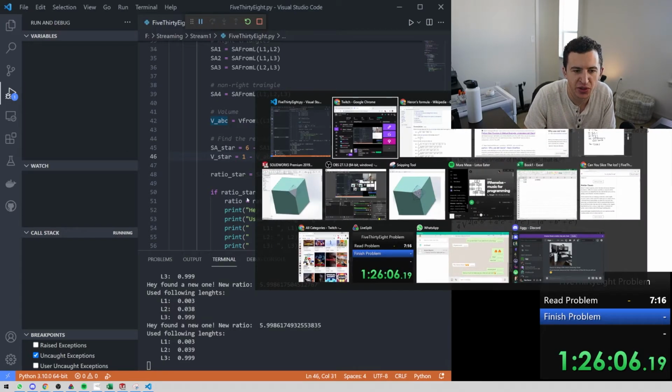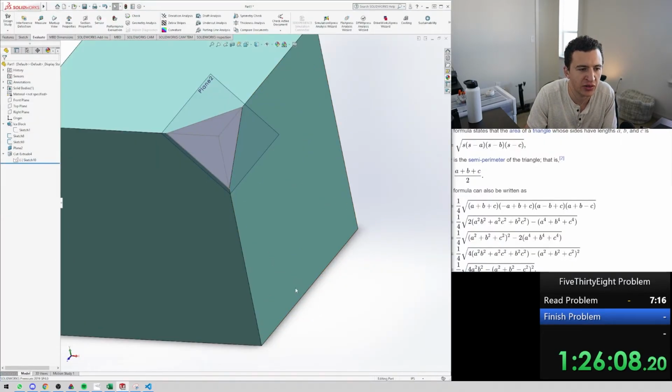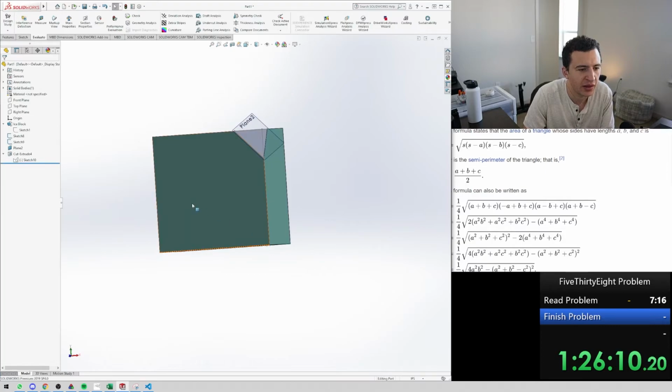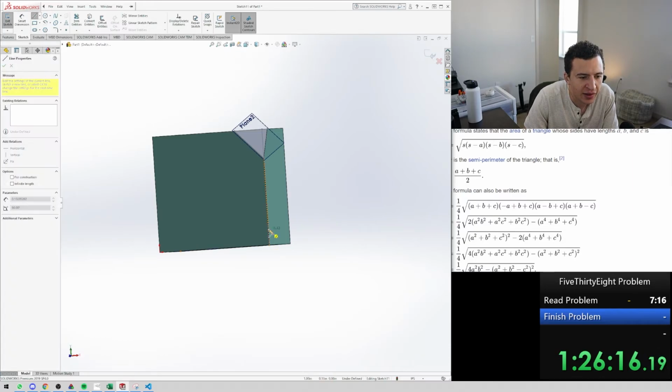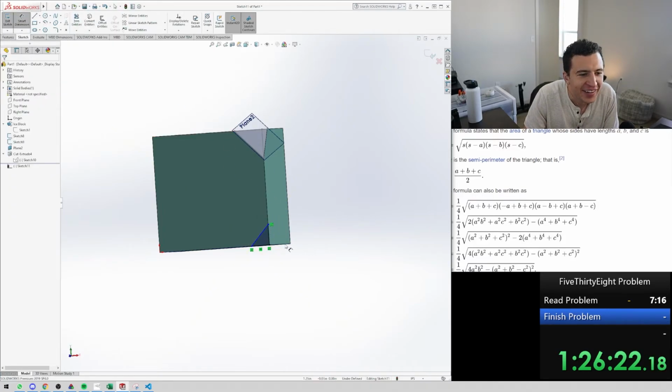So while this is running, I'll draw another cut. And this is going to be fun. This is actually a lot. This is exciting. Everybody buckle in. We're having fun now. All right.